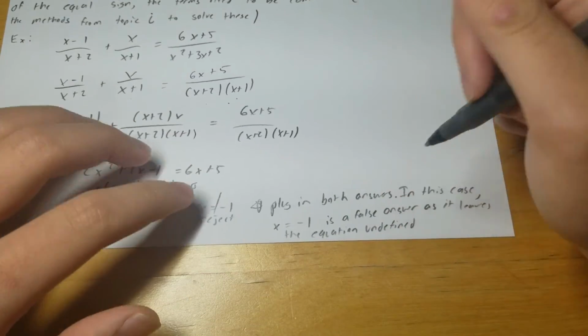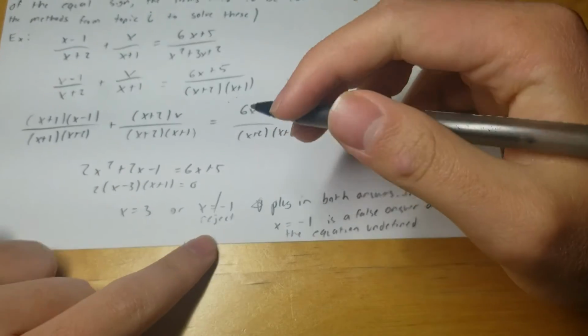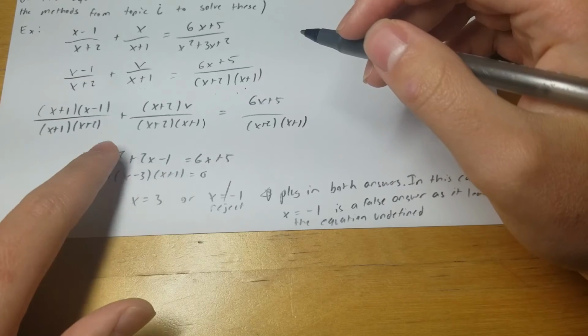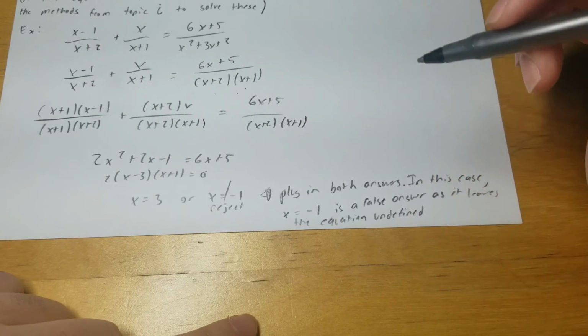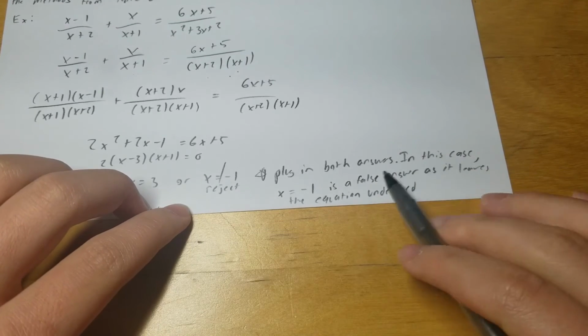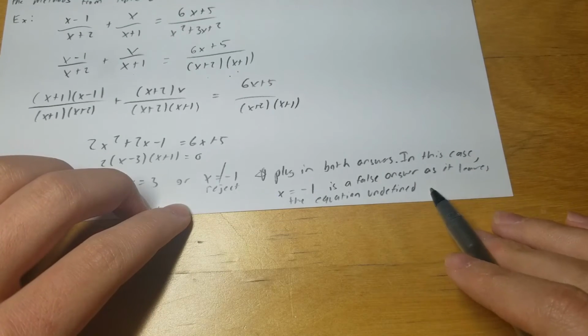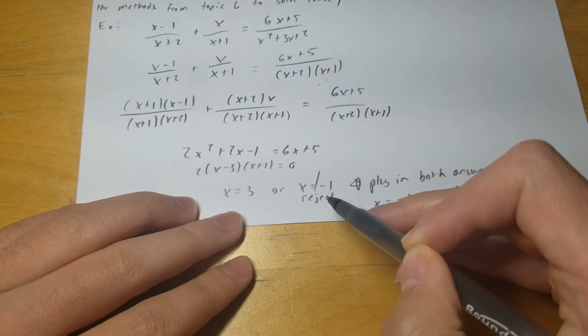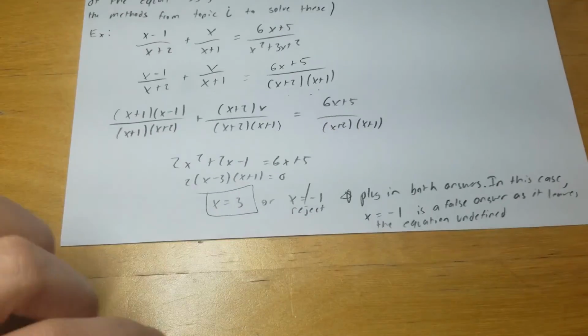You have to plug in both answers. If one of these answers makes the problem undefined, when the fraction is undefined, then it is a false answer. So in this case, -1 is a false answer as it leaves the equation undefined. I usually cross them out, put reject, and then circle this one. And that's it.